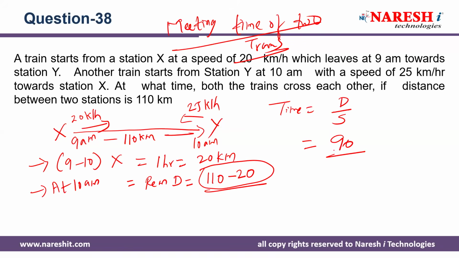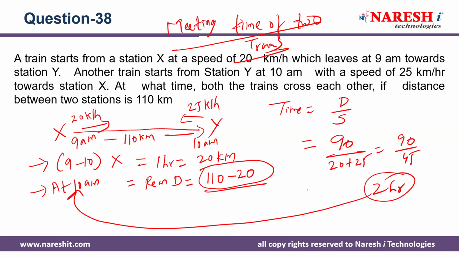What is the remaining distance? 90. How many speed values are there in this question? One is 20 kilometer per hour, another is 25 kilometer per hour. What you will do if there are two speeds in opposite directions: you add them. 90 by 45, 2 hours. That means it will take 2 hours from 10 a.m. to meet each other. That means both trains will cross at 12 noon.